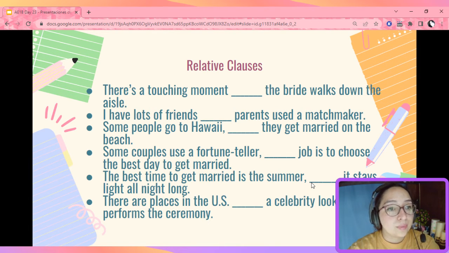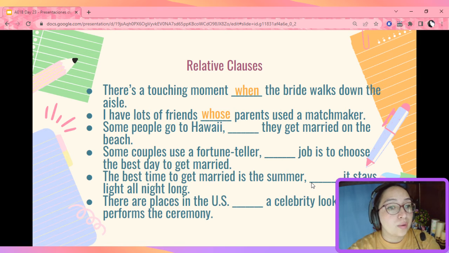There is a touching moment when the bride walks down the aisle. In this case, since we're talking about a moment, we're using when, of course. I have lots of friends whose parents use a matchmaker. In this case, I'm not talking about the friends, I'm talking about the parents of my friends.